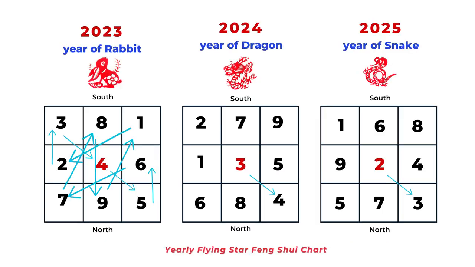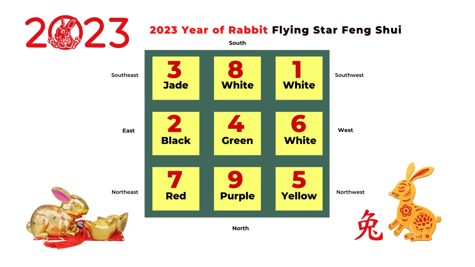We start from the center. The next number will be in the northwest, and then fly to the west, and then northeast, and then south, and then north, and then southwest, and then east, and then southeast, and then back to the center. So if you want to calculate the yearly flying star chart for a future year, you can just calculate it this way. It's just as simple as that.